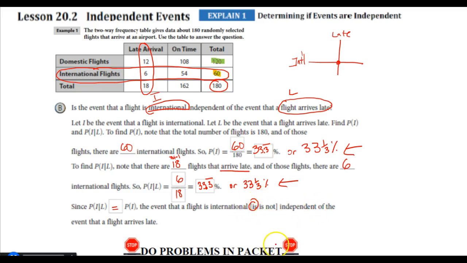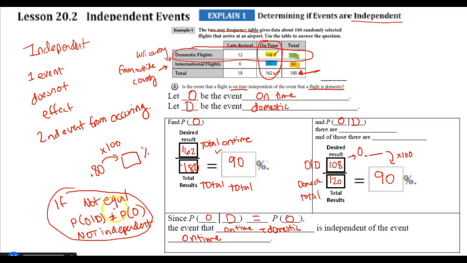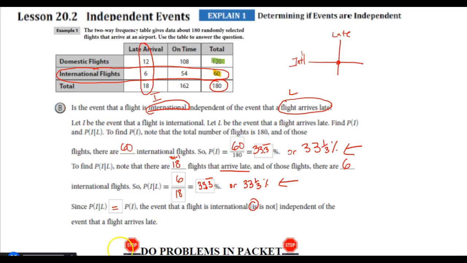Just keep in mind, let's say you do the problems in the packet, much like it says here. If you do end up getting it not to be equal, please make sure you're denoting that it's not independent, okay? But go ahead and try out that problem right now.